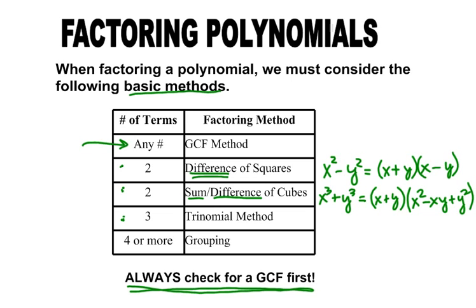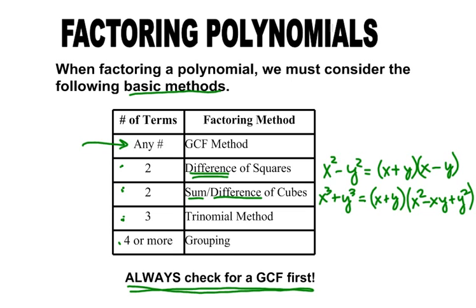Finally, if it's got three terms, which is probably the most common that we'll be dealing with right now, we're going to use what we call the trinomial method, and that's where we multiply the first and last terms and try to find combinations that will form the middle term. We'll look at some examples of that in a minute. And there are some situations where we'll have four or more terms, in which case we're just going to form groups and take GCFs out. I'll show you how that works in a minute as well.